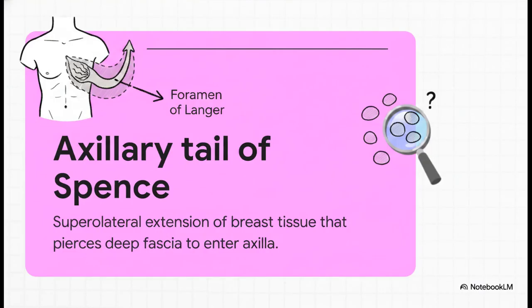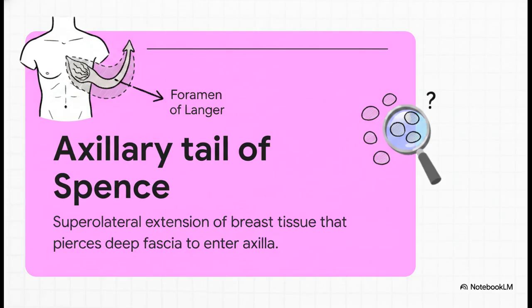Now, you might picture the breast as just a simple, perfect hemisphere sitting on the chest, right? Well, actually, scratch that. It has this kind of hidden extension. Check out these terms. The axillary tail of Spence is this small, superlateral extension of the breast tissue that reaches up and outward. But it doesn't just chill on the surface. It literally pierces the deep fascia of the chest wall through a little opening called the foramen of Langer, extending right up into the axilla, the armpit.